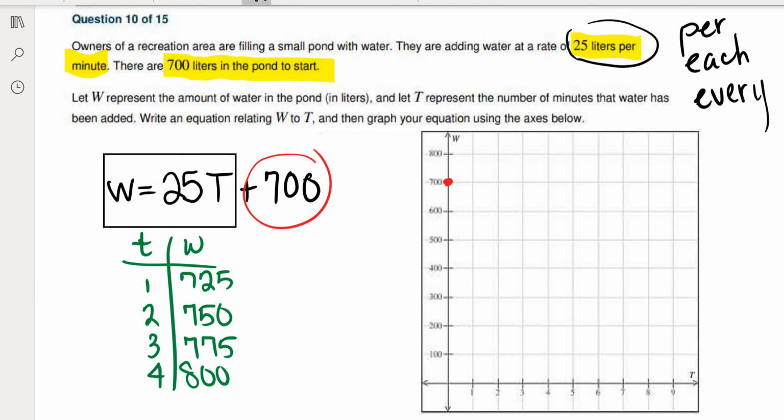So I'm going to come over here to 4, and I'm going to graph the point at 800. I think I'm going to go to 2, and I'm going to do 750. That's exactly halfway in between. And then I'm going to graph the other 2 points. 1 and 725 would be halfway between, and 3 and 775 would be 3/4 of the way. So it would all fall in a straight line like that. Okay, and you would just draw your line. There's the equation, and there's the graph.